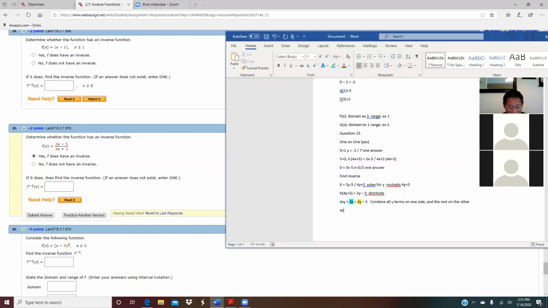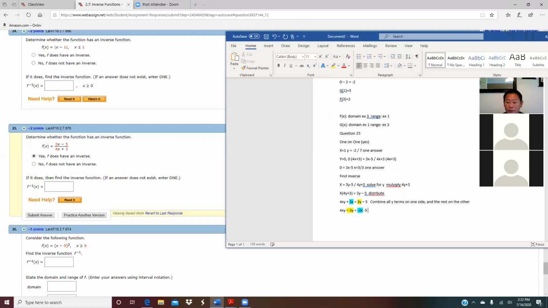So I still get 4xy, and when I move the positive 3y, it becomes negative 3y. And when I move the 3x, it becomes negative 3x. So my 3x becomes negative because I move it over, and my 3y becomes negative because I move it over.